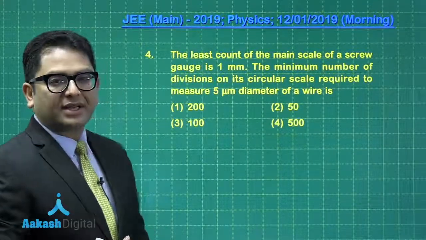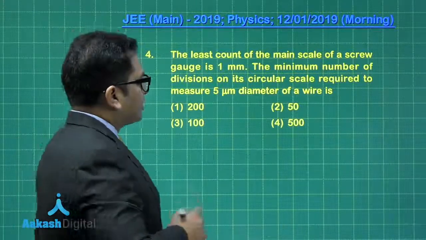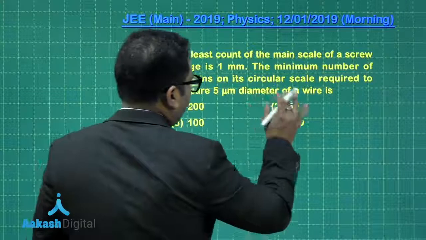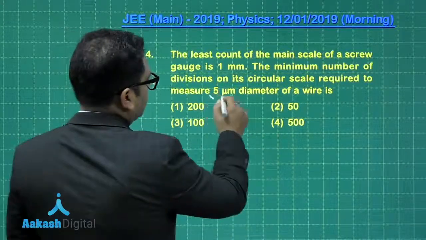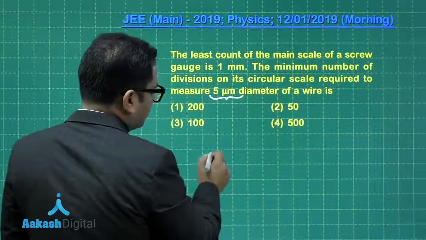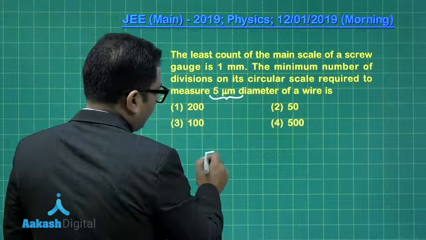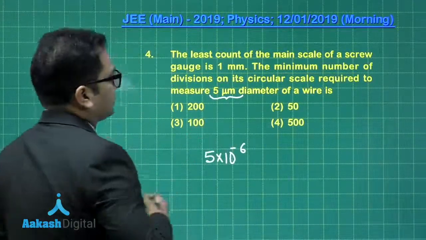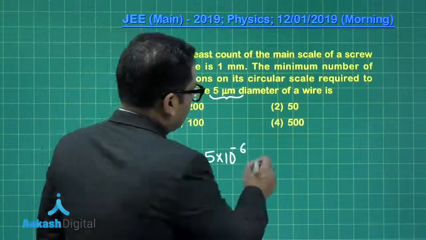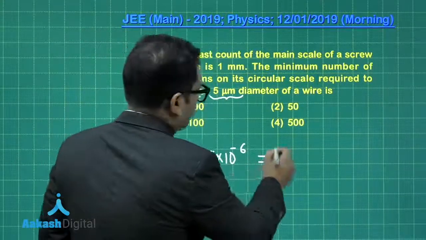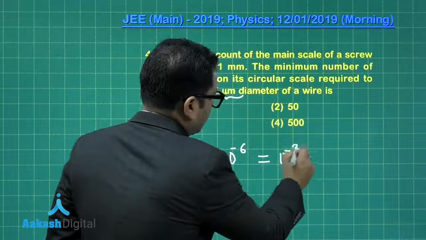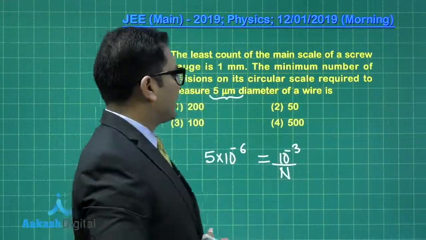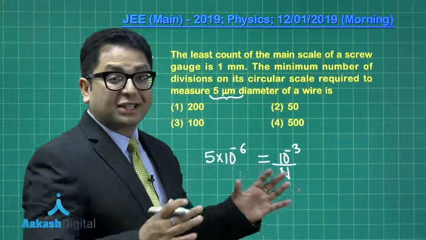So let's try to see. If you want to measure a 5 micrometer diameter, and it says the minimum value, therefore 5 micrometer should be the least count in the minimum condition. So I get 5 into 10 raised to the power minus 6, that's the least count, and least count equals pitch, which is 10 raised to the power minus 3, divided by the number of circular scale divisions. So that's a basic definition.